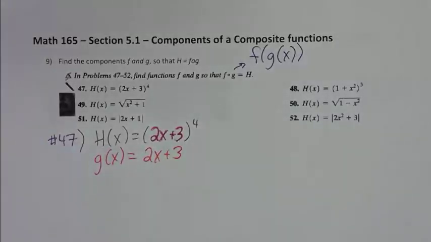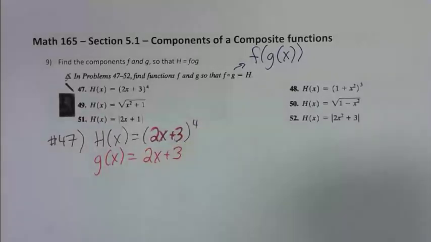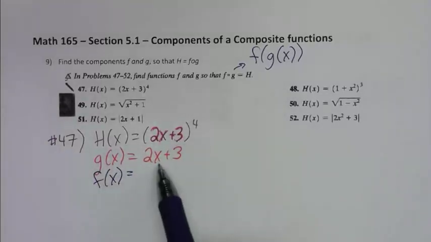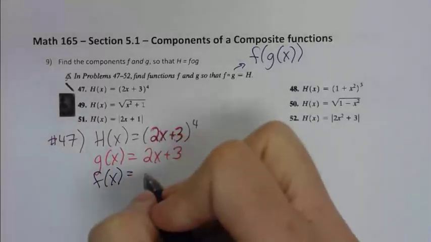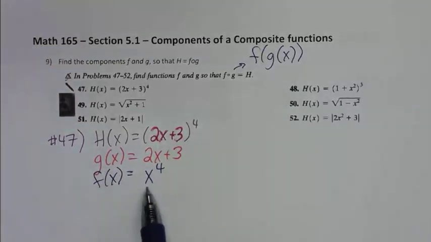And then we have our f part. We would be putting 2x plus 3 into something. So we would just need to have an x to the 4th here. So 2x plus 3 would go into x, and then it would end up looking like h.